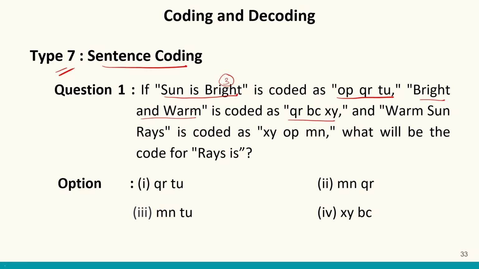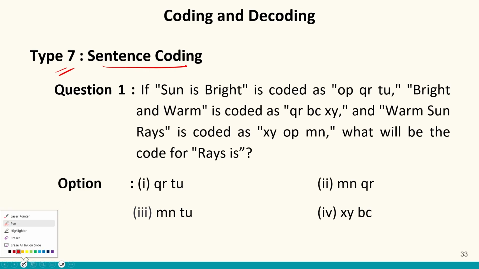For bright and warm, here the bright is at first position, so TU should be at first position, but we don't have TU in this code. So that means that the coding is jumbled up. If the coding is jumbled up, we first find the common letters and then try to find the code. So let's do the same thing over here.